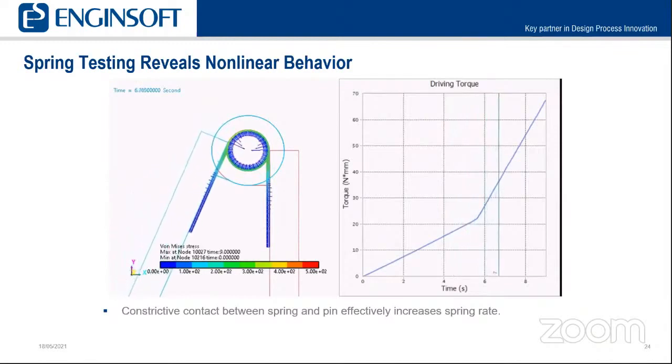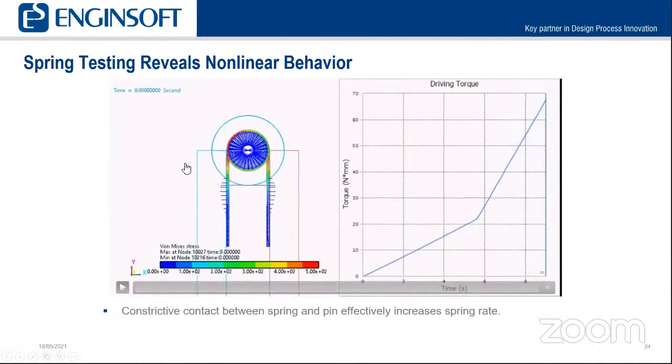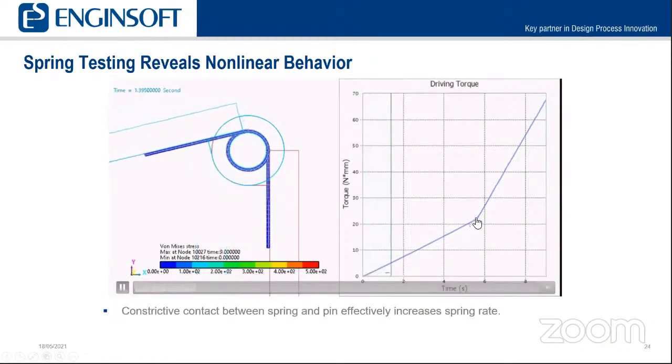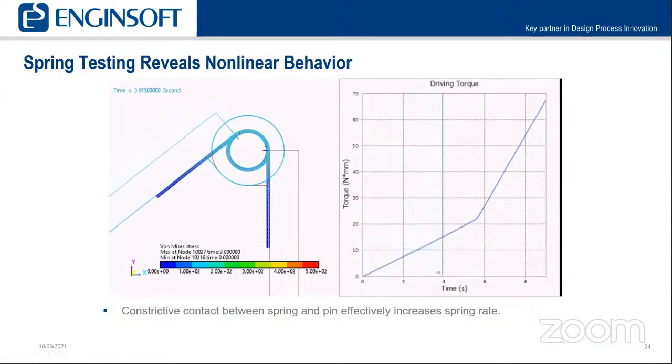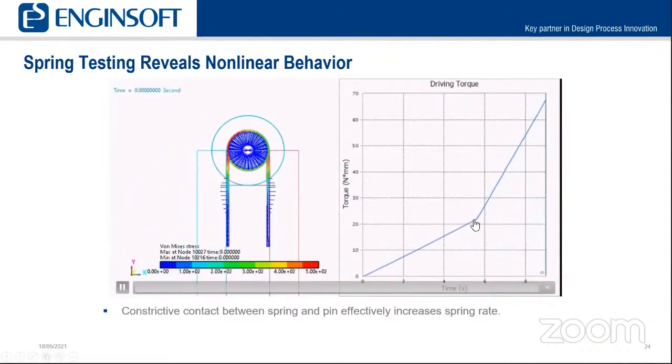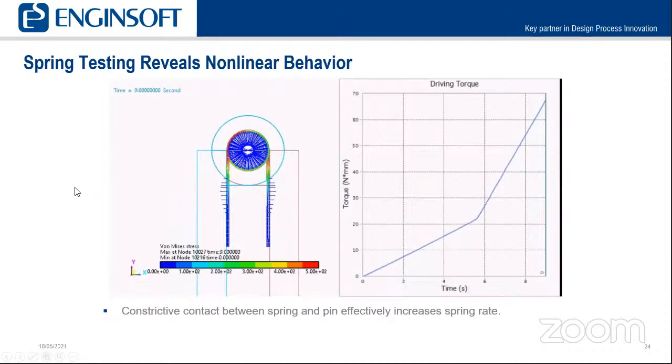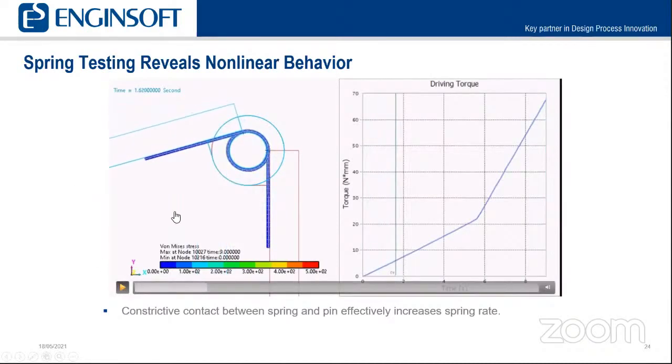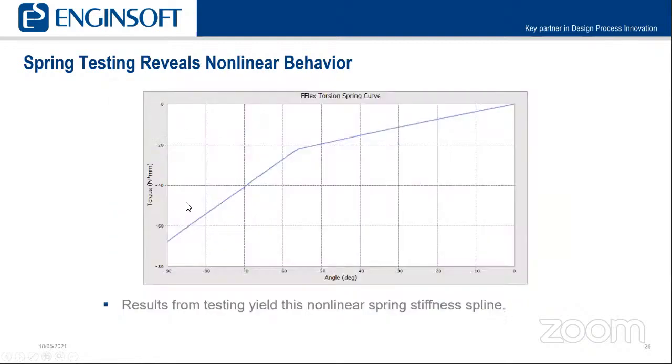What you can see here is as the constrictive contact between the spring and the axle begins to occur, that really increases the effective stiffness of this spring. That's pretty evident. There's a particular point right on the plot where you can see that distinct change in the slope. So if we were to take this stiffness information and input it into a stiffness curve, this is what that stiffness spline would look like.